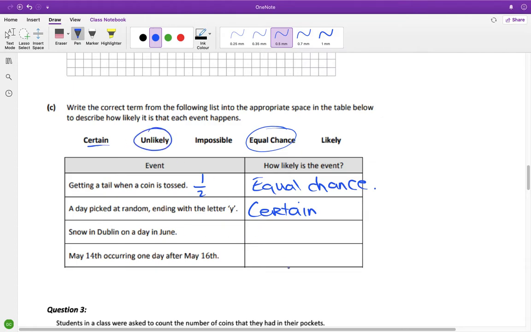It's incredibly unlikely. Go so far as to say it's probably impossible, but we won't say impossible. We'll say unlikely. May 14th occurring one day after May 16th. May 4th, okay, well that's never going to happen. One day after May 16th is May 17th. May 14th, that's completely impossible. Okay, so there are your answers: equal chance, certain, unlikely, and impossible.